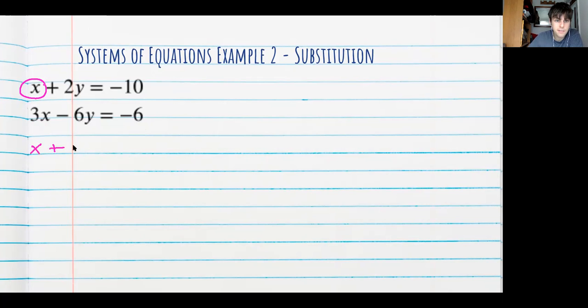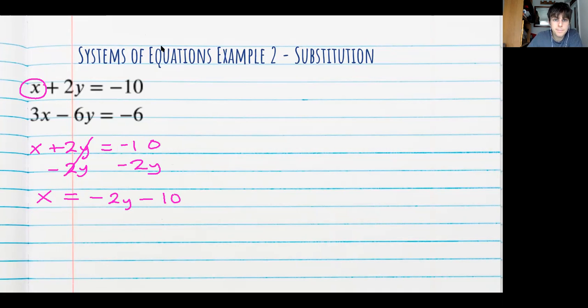I'm going to take that first equation, and I'm going to solve this for x. I'm going to get rid of this plus 2y, so I'm going to subtract 2y on both sides. Okay, so I get x is equal to, and then I can write this however I want. I could do -10 minus 2y. I could do minus 2y minus 10. As long as I keep the proper sign in front of each of these terms, they're both negative, so they'll both have a negative in front of them.